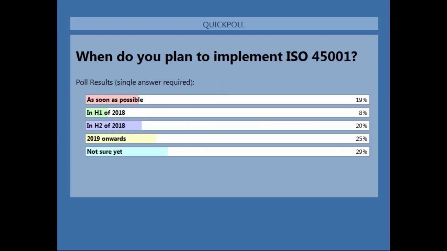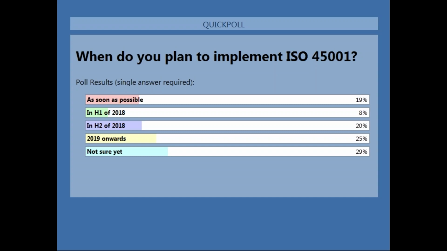So the number of you who've said that you wanted to implement the new health and safety management system standard is 19% for as soon as possible, 8% in the first half of this year, 20% of you said in the latter part of the year, 25%, or a quarter of you, said that you are going to do it from 2019 onwards, and almost 30% of you said that you're not quite sure when you're going to do it. So there are some good results there, Zoe.